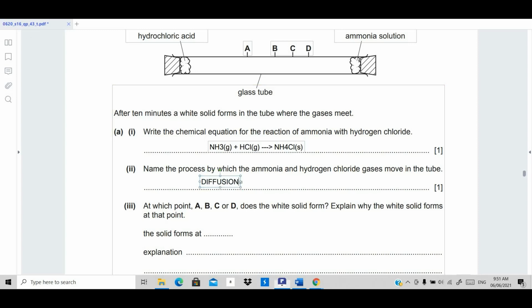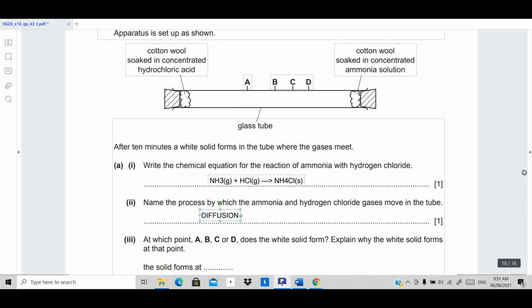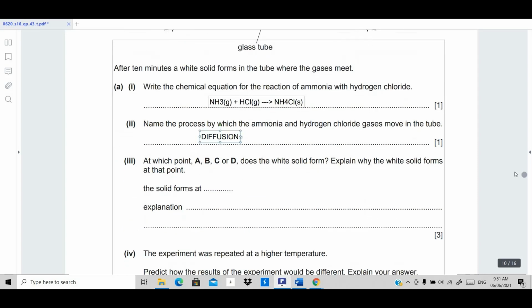Okay, done. Now, part 3 states: at which point A, B, C, or D does the white solid form? Explain why the white solid forms at that point. Firstly, before you solve this question, you need to calculate the molar mass of both hydrochloric acid and the ammonia solution. NH3 you need to calculate and HCl you need to calculate. If you compare their molar masses, you can see that ammonia has a lower mass and HCl is heavier than ammonia.